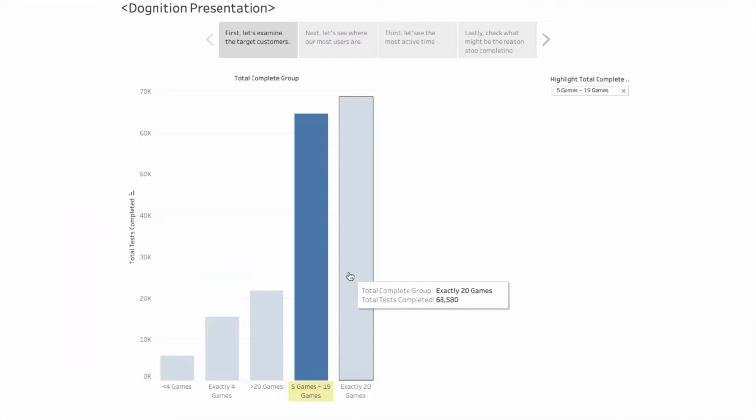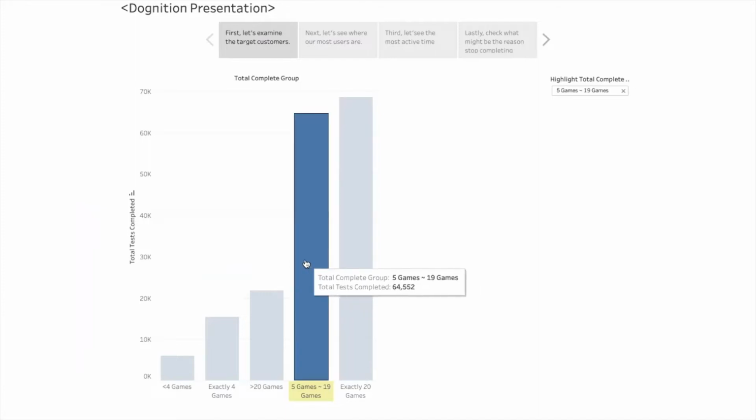Then the second highest category includes customers who only completed 5 to 19 games. So compared to customers who only completed 4 or fewer games, we would like to focus on customers who are willing to purchase our membership after the initial 4 free games, as they show more interest in Dragonation. So hence, how to keep those customers completing more games is our goal.